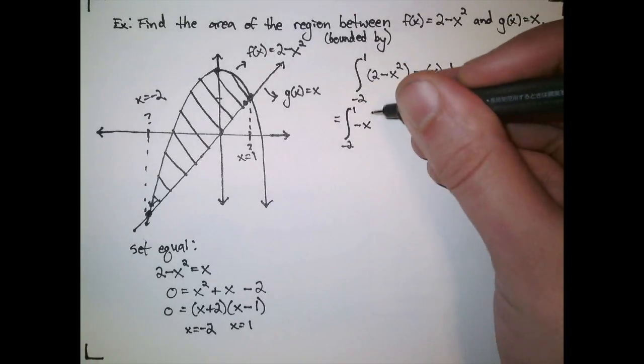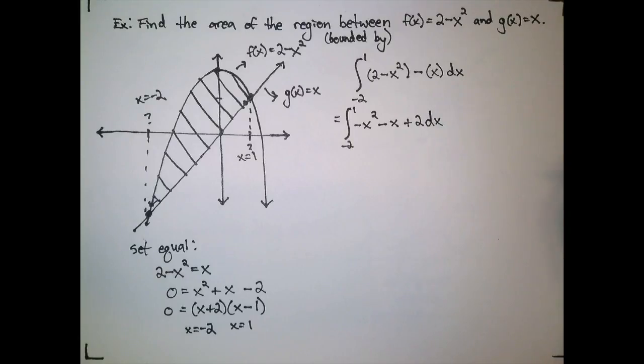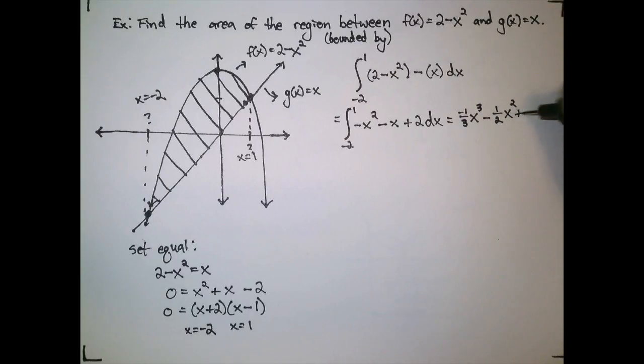So first thing we're going to do is rewrite this slightly to make it nicer to look at. Negative x squared minus x plus 2. Now let's do the fundamental theorem. So negative 1/3 x cubed minus 1 half x squared plus 2x from negative 2 to 1.